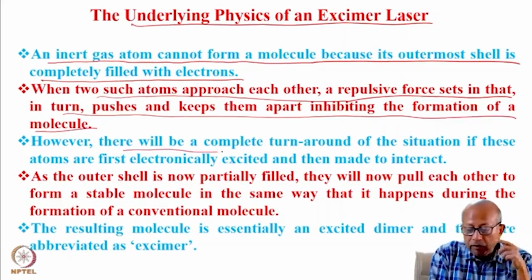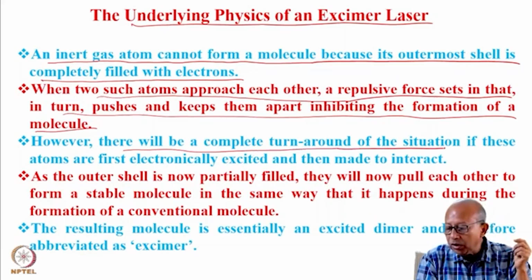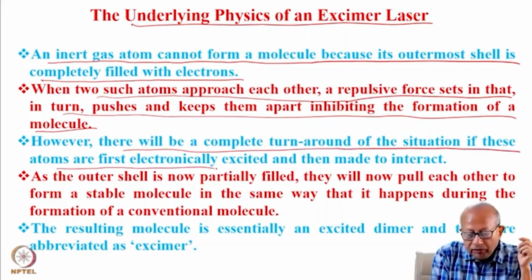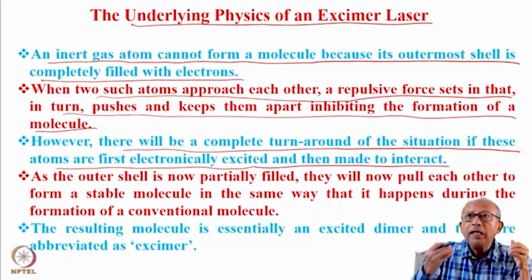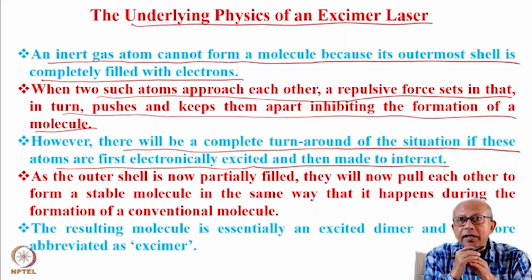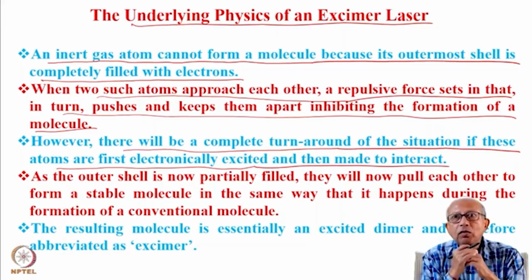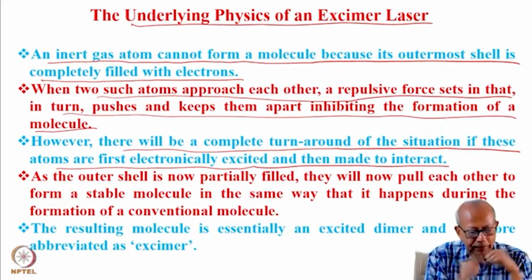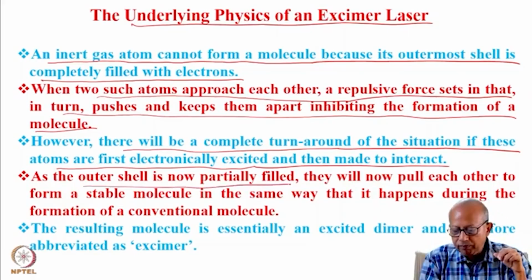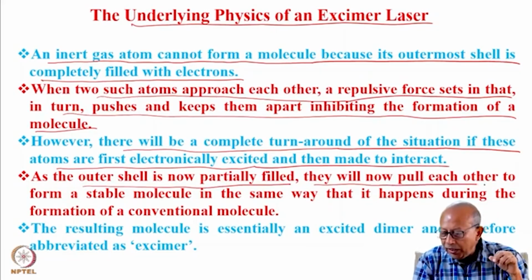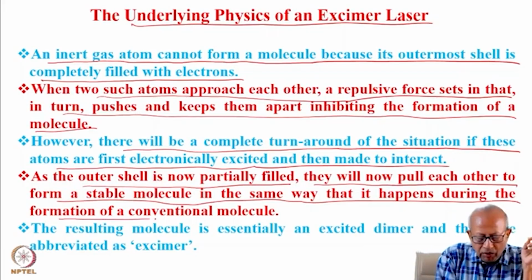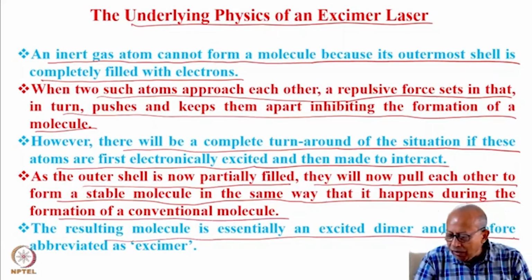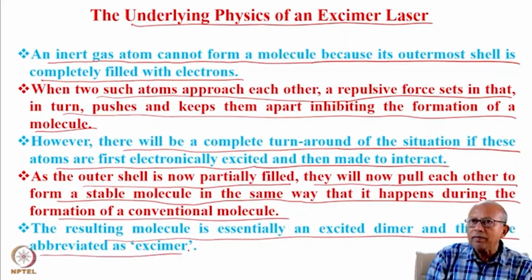However, there will be a complete turnaround of the situation if these atoms are first electronically excited and then made to interact. If you electronically excite them, then in the excited state the electronic shell is not full, it is partially full. As the outer shell is now partially filled, they will pull each other to form a stable molecule in the same way that it happens during the formation of a conventional molecule. The resulting molecule is essentially an excited dimer and therefore abbreviated as Excimer.